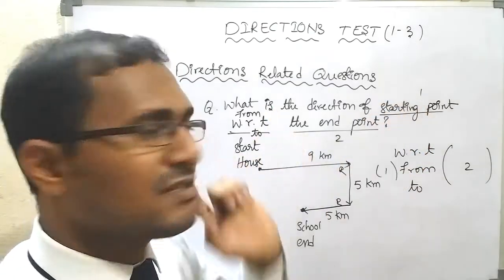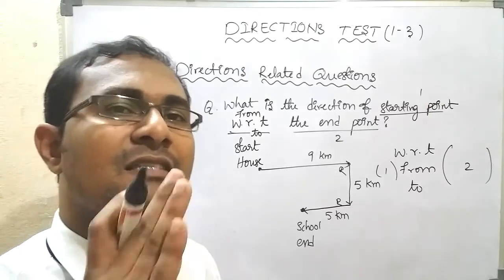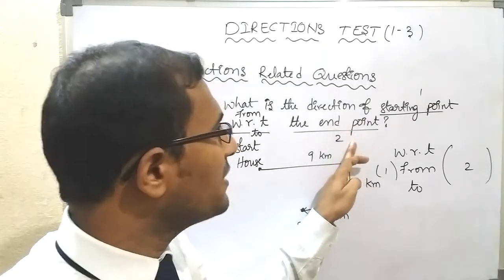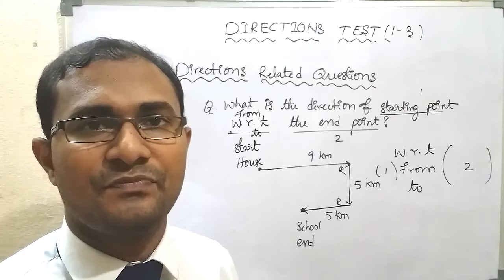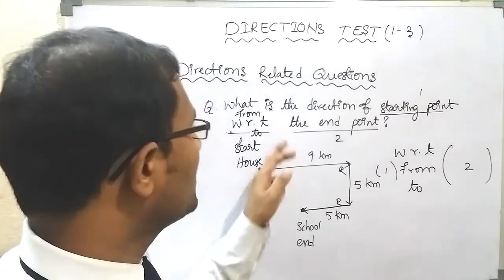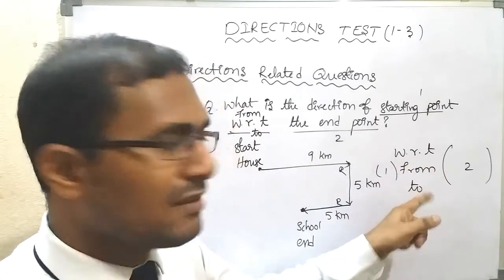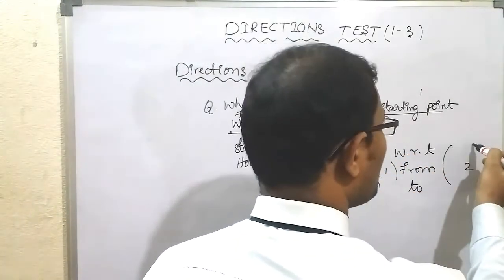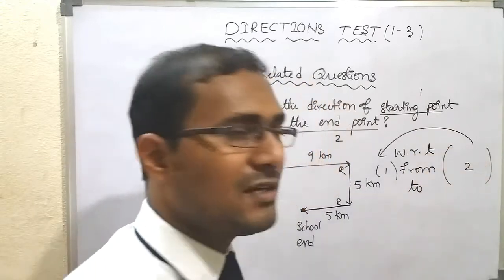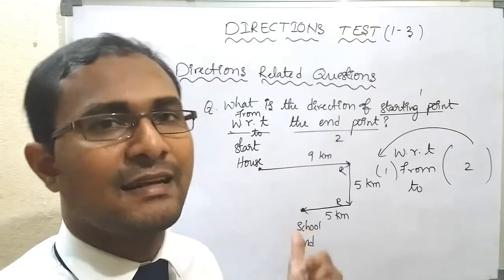Now in order to answer this question, we have to draw a straight line from the second point towards the first point. Whenever you see keywords like with respect to, from, or to, what we have to do is, from the second point you have to draw a straight line towards the first point in the diagram.